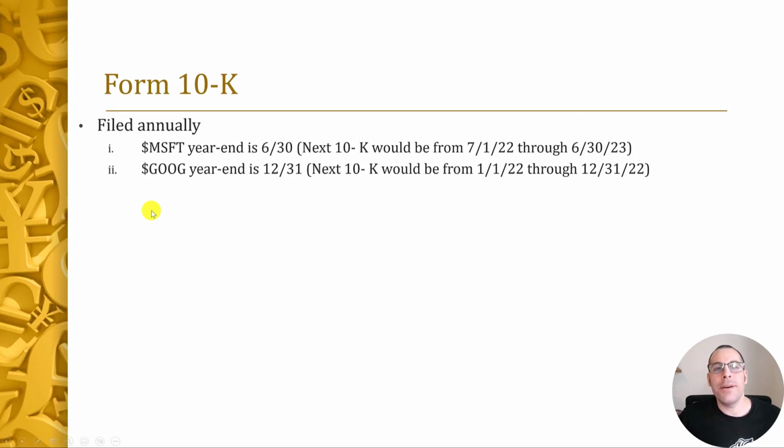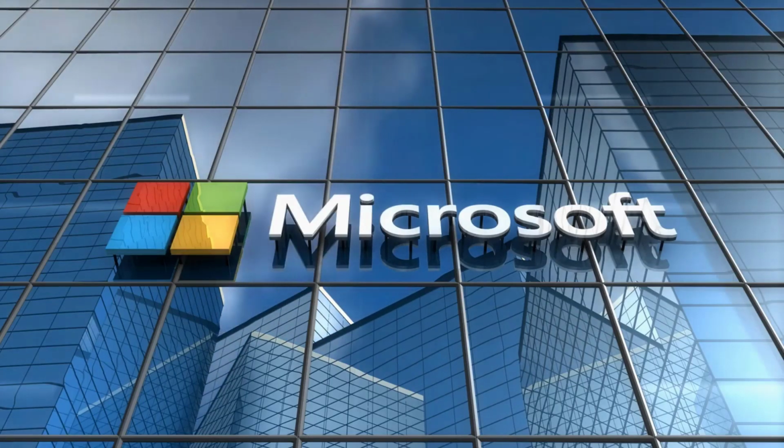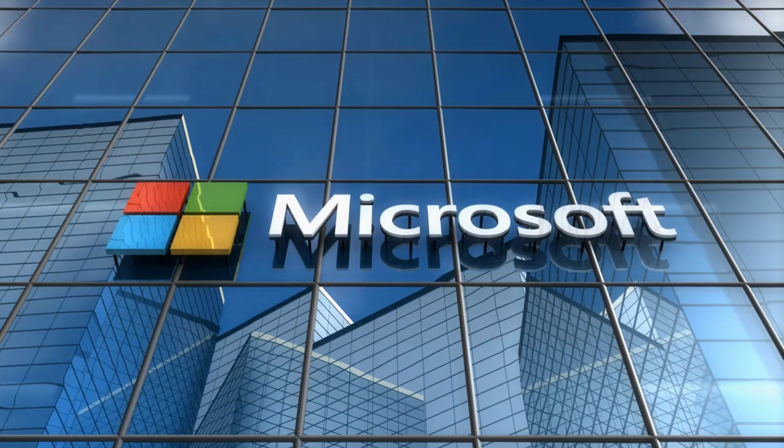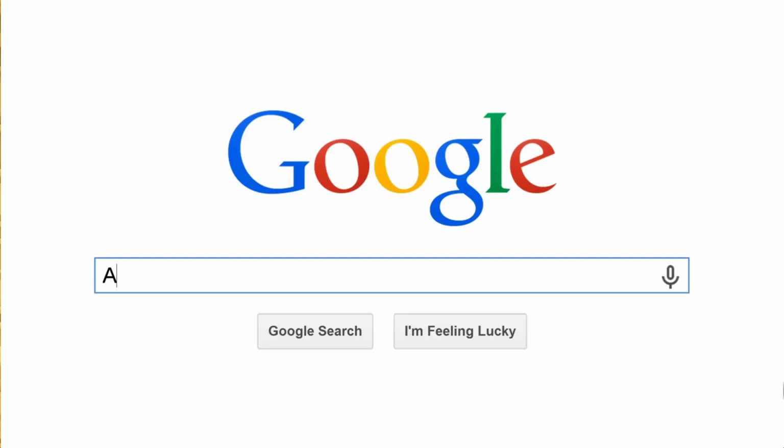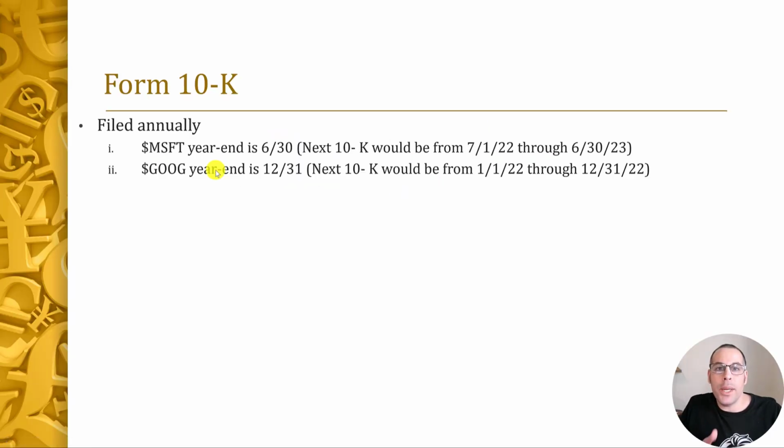So the 10K is filed annually. A company's fiscal year end doesn't necessarily track the calendar year. For instance, Microsoft's fiscal year end is June 30th. The next 10K they file will be for the time period July 1st, 2022 through June 30th, 2023. Google's fiscal year end is 12/31 like most companies, so their next 10K will be for all of 2022.